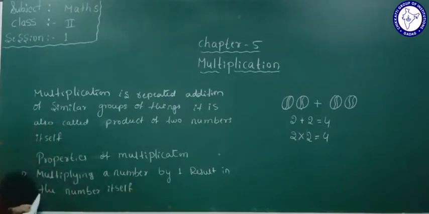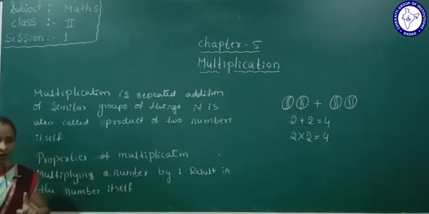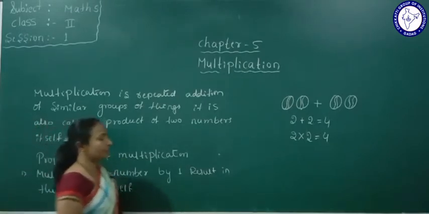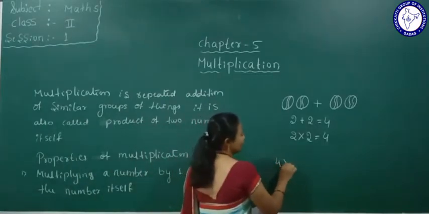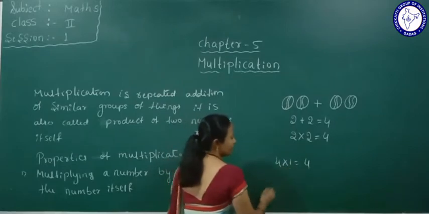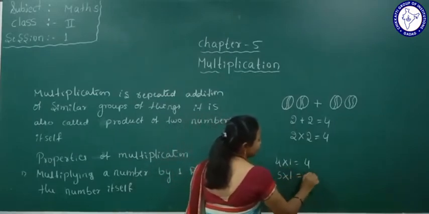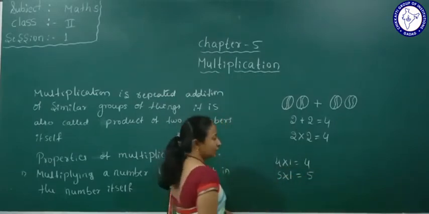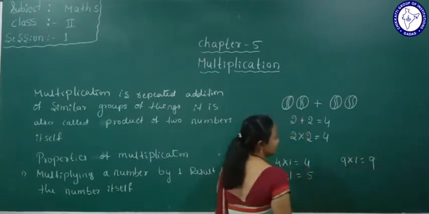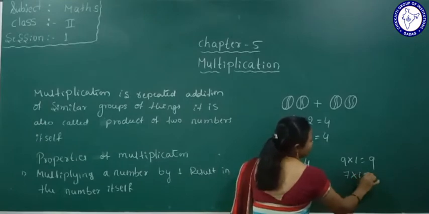Yes, see, the first property is multiplying a number by 1, we get that same number, that number itself only. For example, 4 into 1 is equal to 4. Yes, 4 ones are 4. 5 into 1 is equal to 5 only. Then next one, 9 into 1 is equal to 9. 7 into 1 is equal to 7.